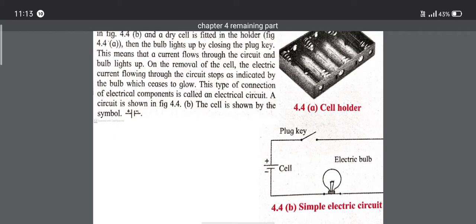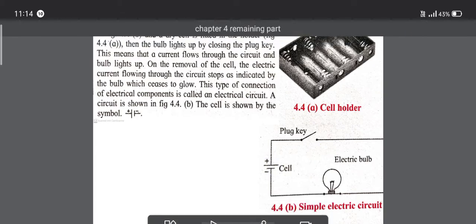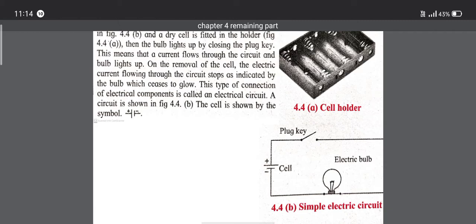Then the bulb lights up by closing the plug key. This means that a current flows through the circuit and the bulb lights up. On the removal of the cell, the electric current flowing through the circuit stops, as indicated by the bulb, which ceases to glow. This type of connection of electrical components is known as an electrical circuit. A circuit is shown in figure 4.4b. The cell is shown by the symbol plus minus, so the cell is denoted by plus and minus.